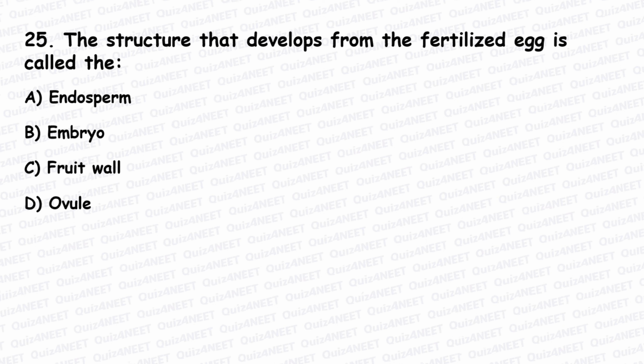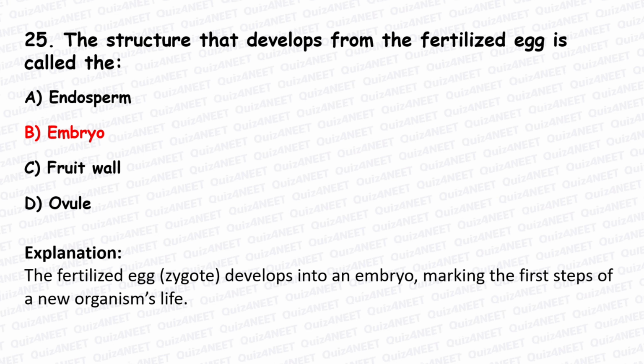25. The structure that develops from the fertilized egg is called the A. Endosperm, B. Embryo, C. Fruit wall, D. Ovule. The right answer is B. Embryo. Explanation: The embryo develops from the fertilized egg, the zygote, and is the early stage of the new plant.